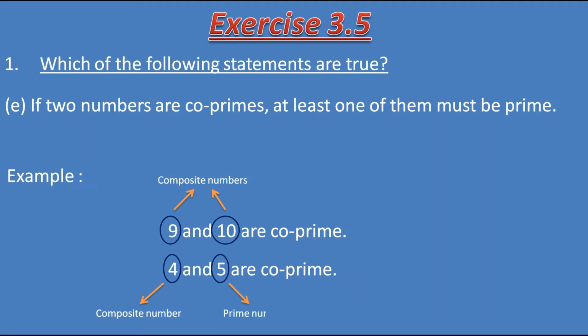So in the co-prime numbers 4 and 5, there is a prime number, but 9 and 10 are co-prime numbers where both the numbers are composite. When we observe such examples, we understand that it is not compulsory for one of the numbers to be prime. So the statement is false. Now let's move to the next statement.